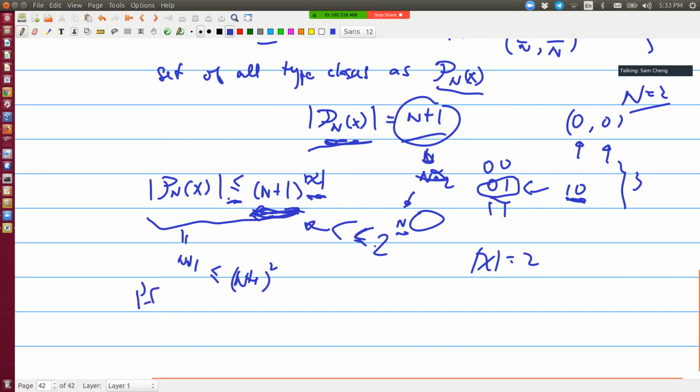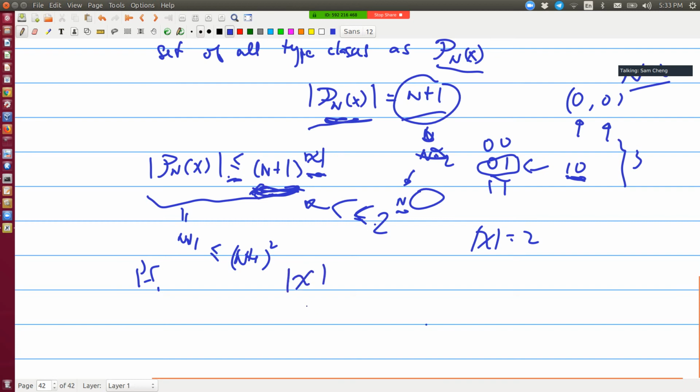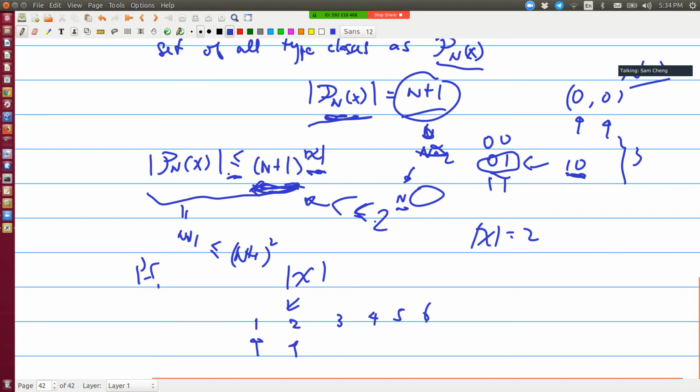Now to show that, it's very simple, actually. It's more or less the same manner as what we did here. If you think of x different outcomes, for example in the case of rolling a dice, you look at the alphabet 1, 2, 3, 4, 5, 6, let's say. Then for each type, you ask how many possibilities for the number of 1s, how many possibilities for the number of 2s, and so on. The number of possible 1s would be just n plus 1, because it can be 0 up to n. And the number of 2s is also n plus 1, and so on. So the total number of counts will be the product of them, n plus 1 to the power of the size of the alphabet. So it will be bounded by that.